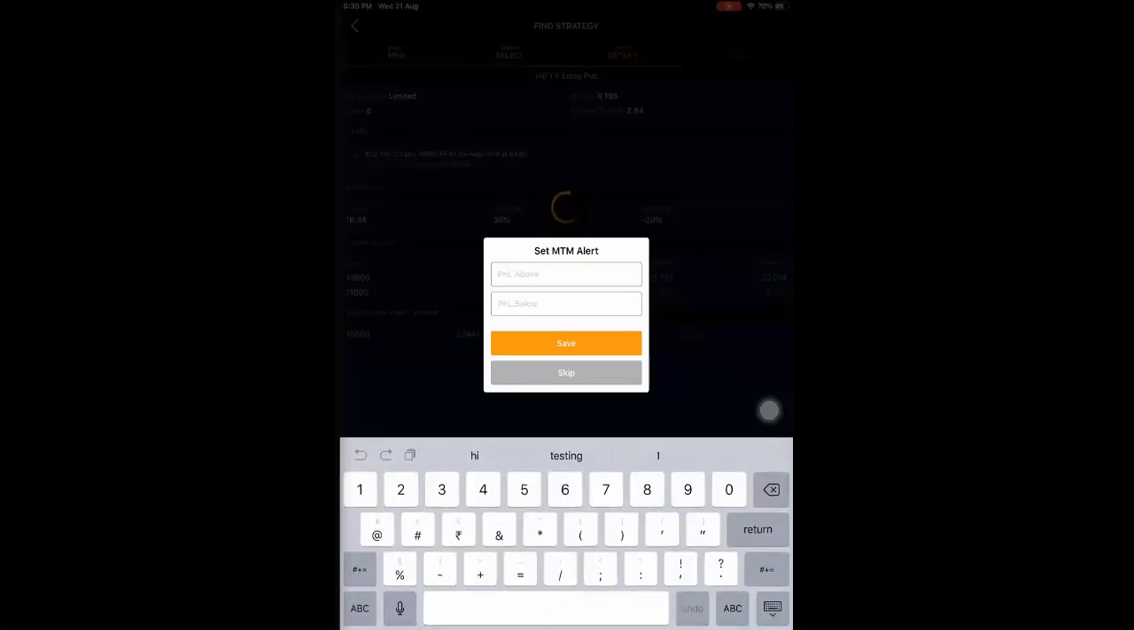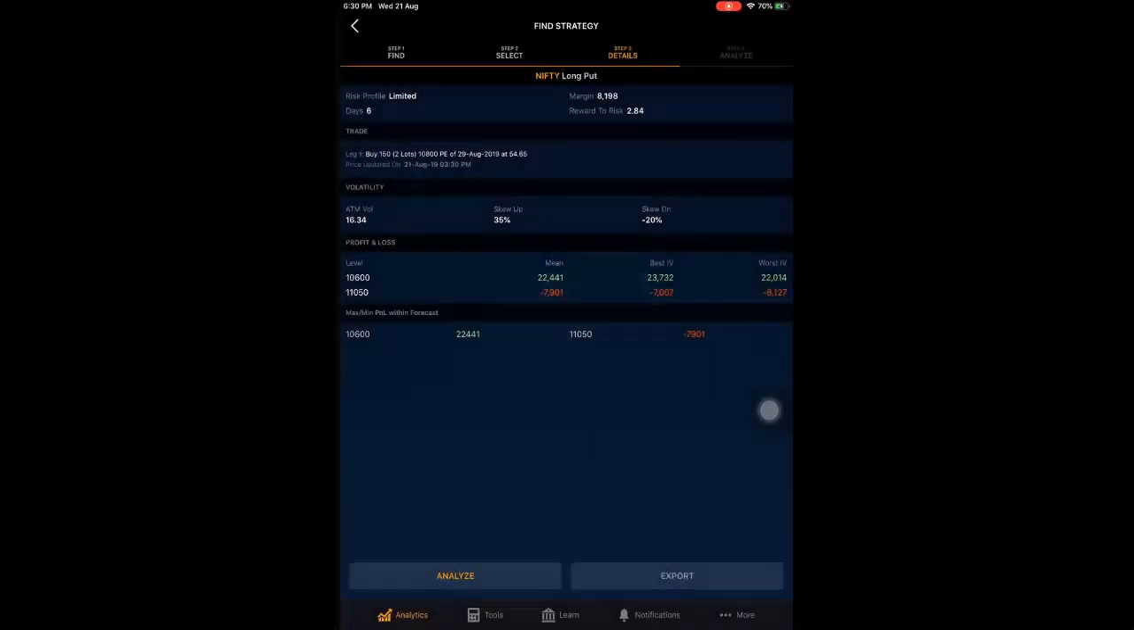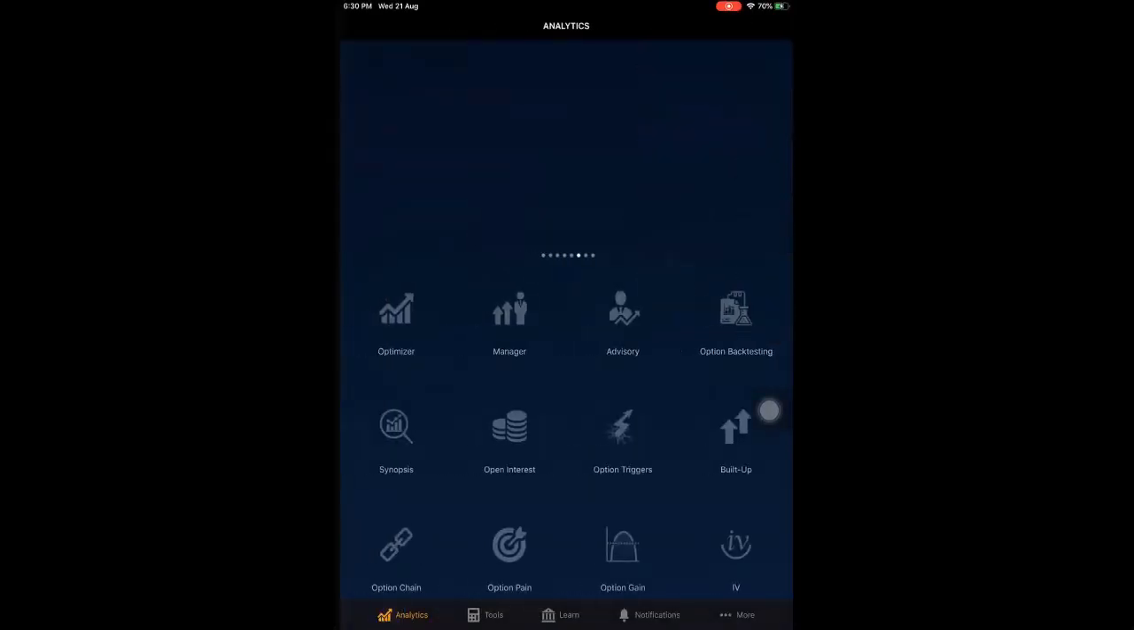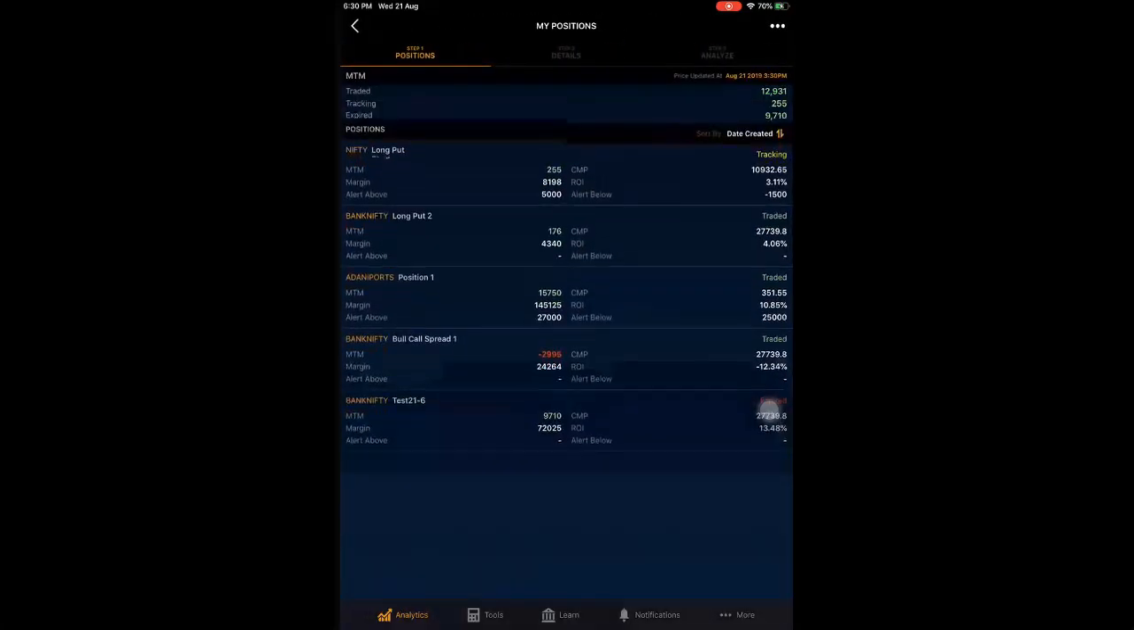So say for instance, put the PNL alert of 5,000 and PNL below minus 2,000. So the minus 1,500. Save. So the alert has been saved. Now when I go to manager, my position, I have this strategy in front of me.